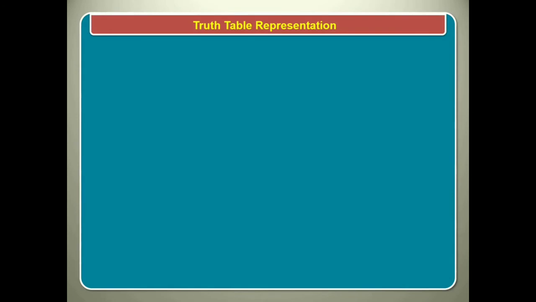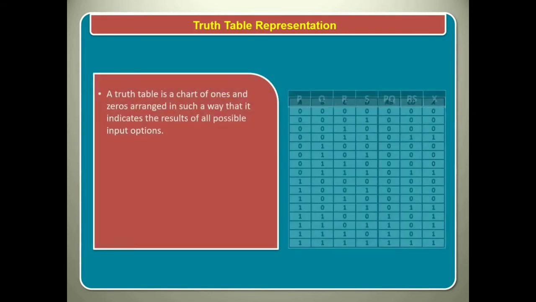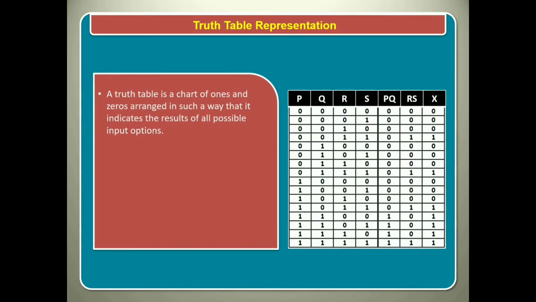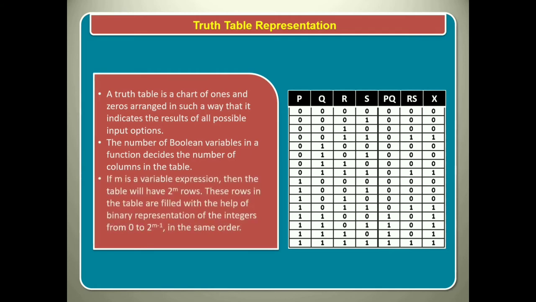Let us now learn about truth table representation. A truth table is a chart of ones and zeros arranged in such a way that it indicates the results of all possible input options. The number of Boolean variables in a function decides the number of columns in the table. If p is the number of variables in the expression, then the table will have 2 raised to the power of p rows. These rows in the table are filled with the help of the binary representation of the integers from 0 to 2 raised to the power of p minus 1, in the same order.